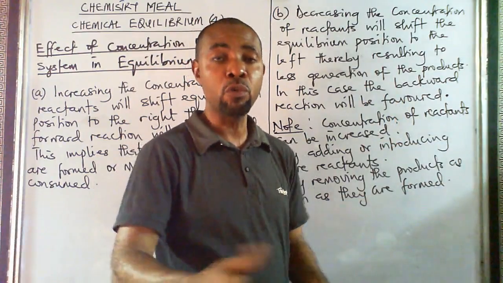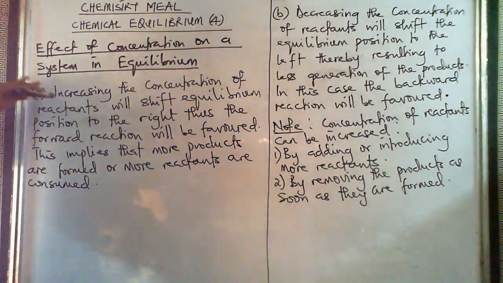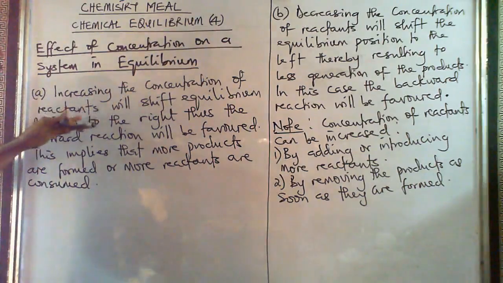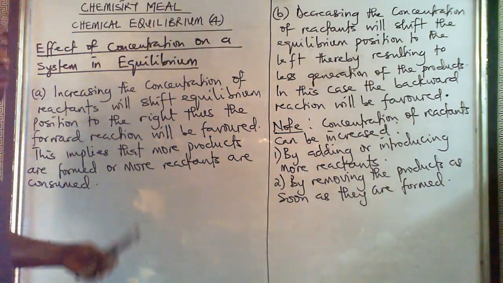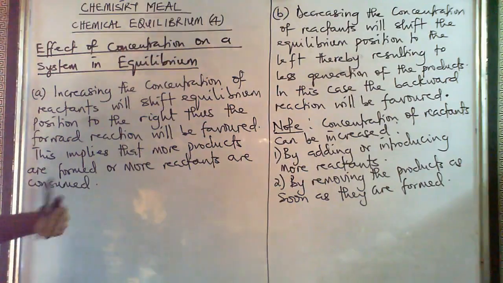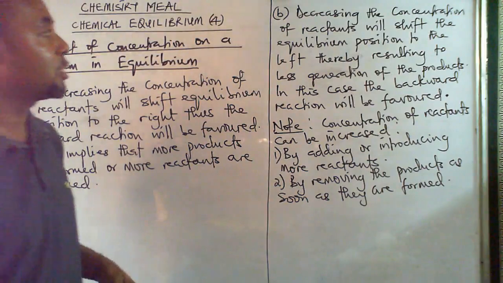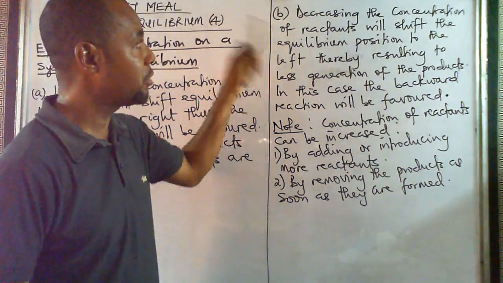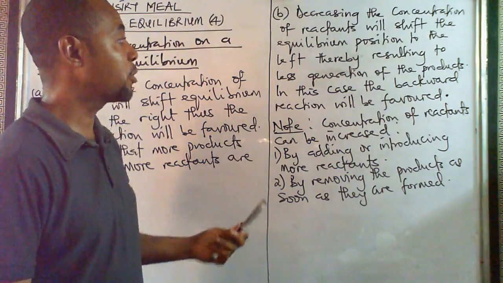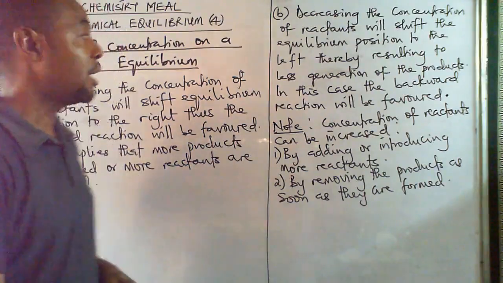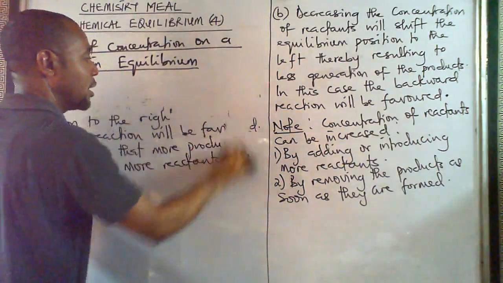That's another way of doing what? Increasing the concentration of reactants. So we have said that increasing the concentration of reactants will shift the equilibrium position to the right. Thus, the forward reaction will be what? Favored. And this means that more products will be formed and more reactants will be used up, or more reactants will be consumed. But when you now decrease, the reverse will happen. Less products will be formed, the backward reaction will be favored, and less reactants will be what? Will be consumed.